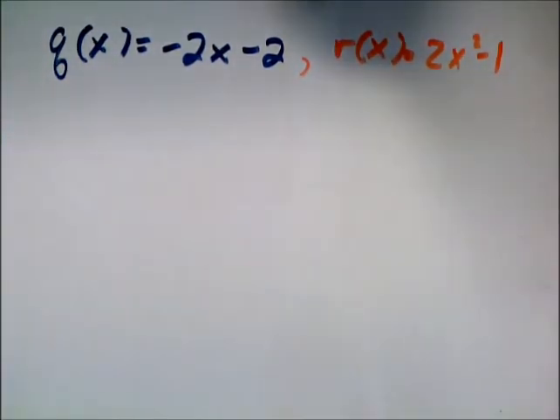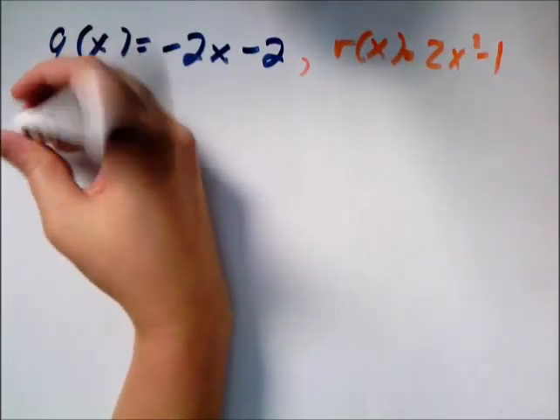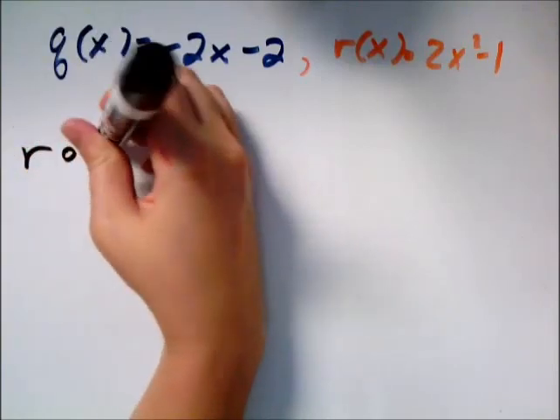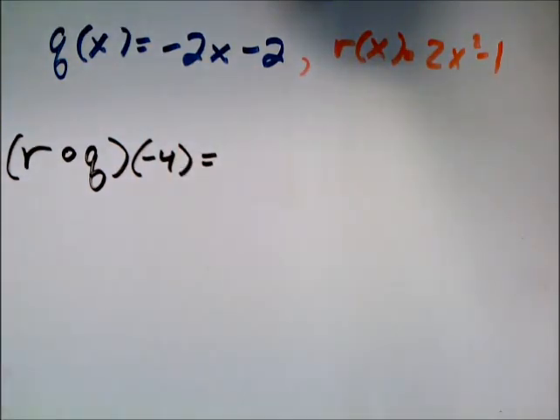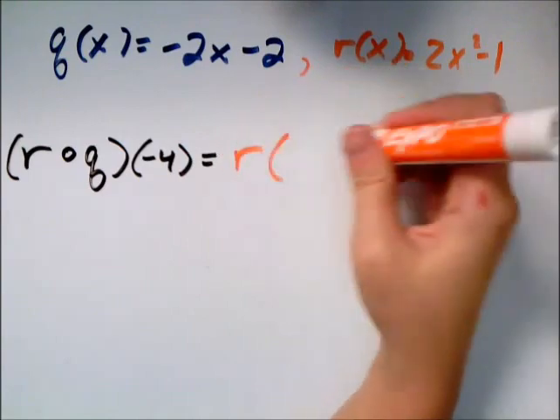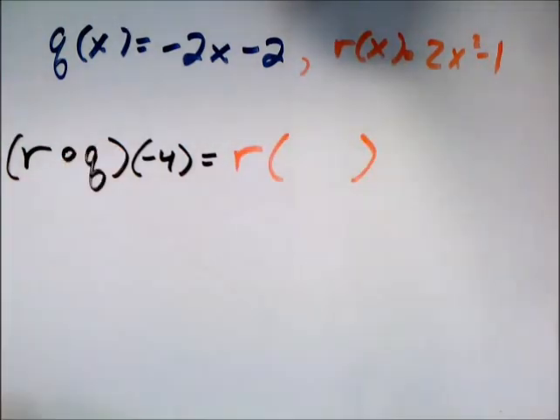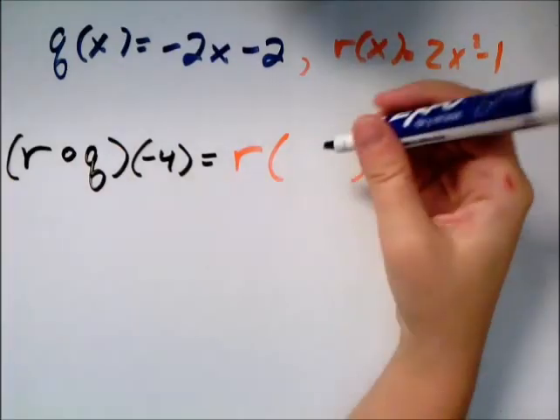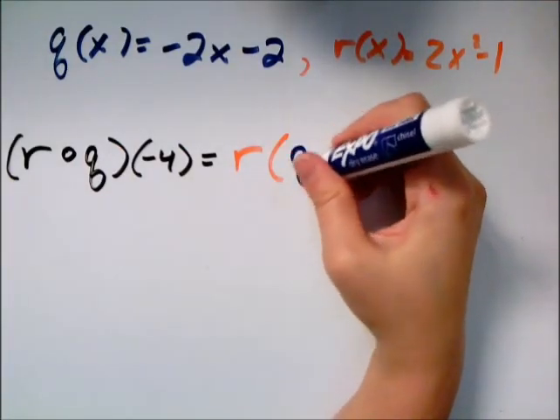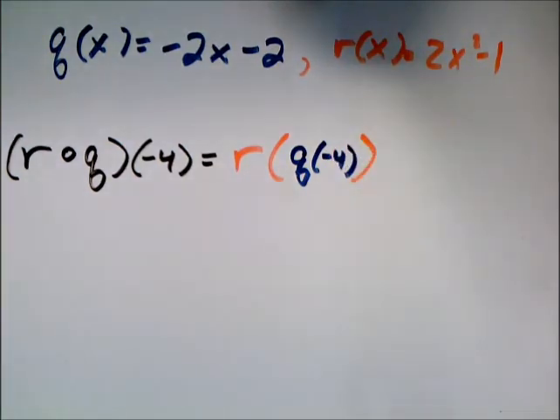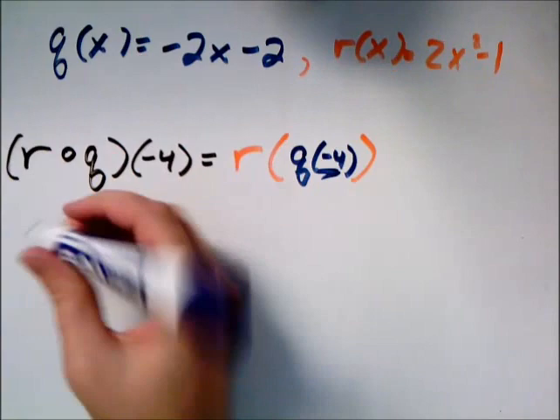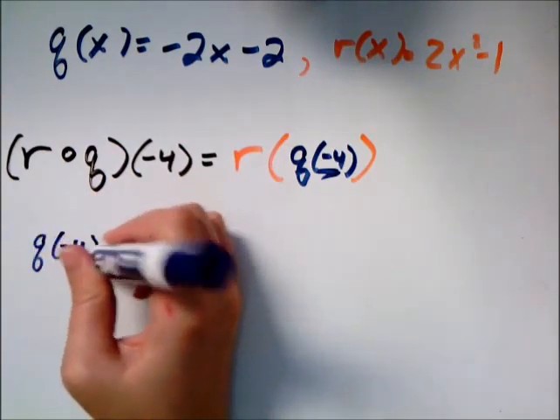If you change the order here, you usually don't get the same answer. So we did q of r. They're also asking for r of q of -4. Same thing, we'll write our inside-outside notation. This time r is the first function, and then we're plugging q of -4 into that. So first we want to plug -4 into q. Let's go over here and figure out what q of -4 is.